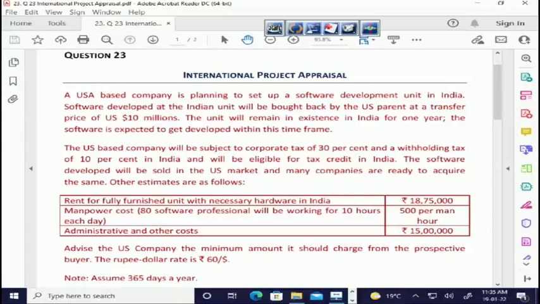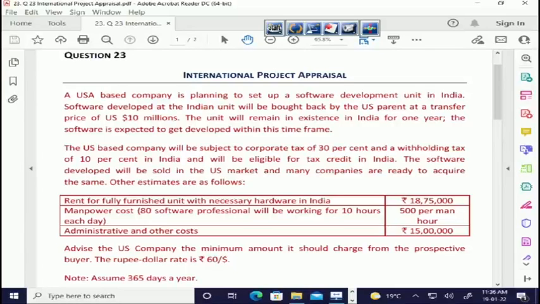This unit will remain in existence in India for 1 year. Software is expected to get developed within the time frame. US-based company will be subject to corporate tax of 30% and withholding tax of 10% in India, will be eligible for tax credit in India. They should have said will be eligible for tax credit in US for the taxes paid in India. Anyways, the software developed will be sold in the US market and many companies are ready to acquire the same. Other estimates are as follows.